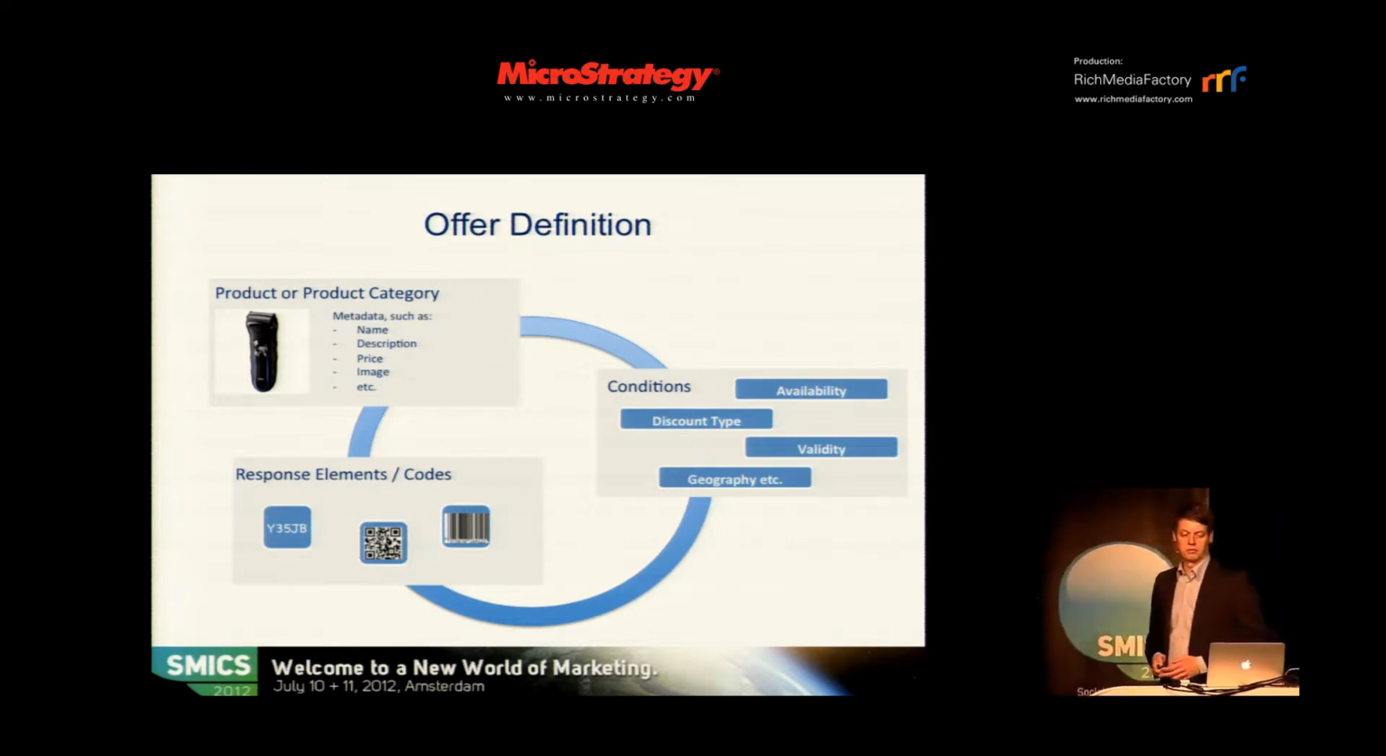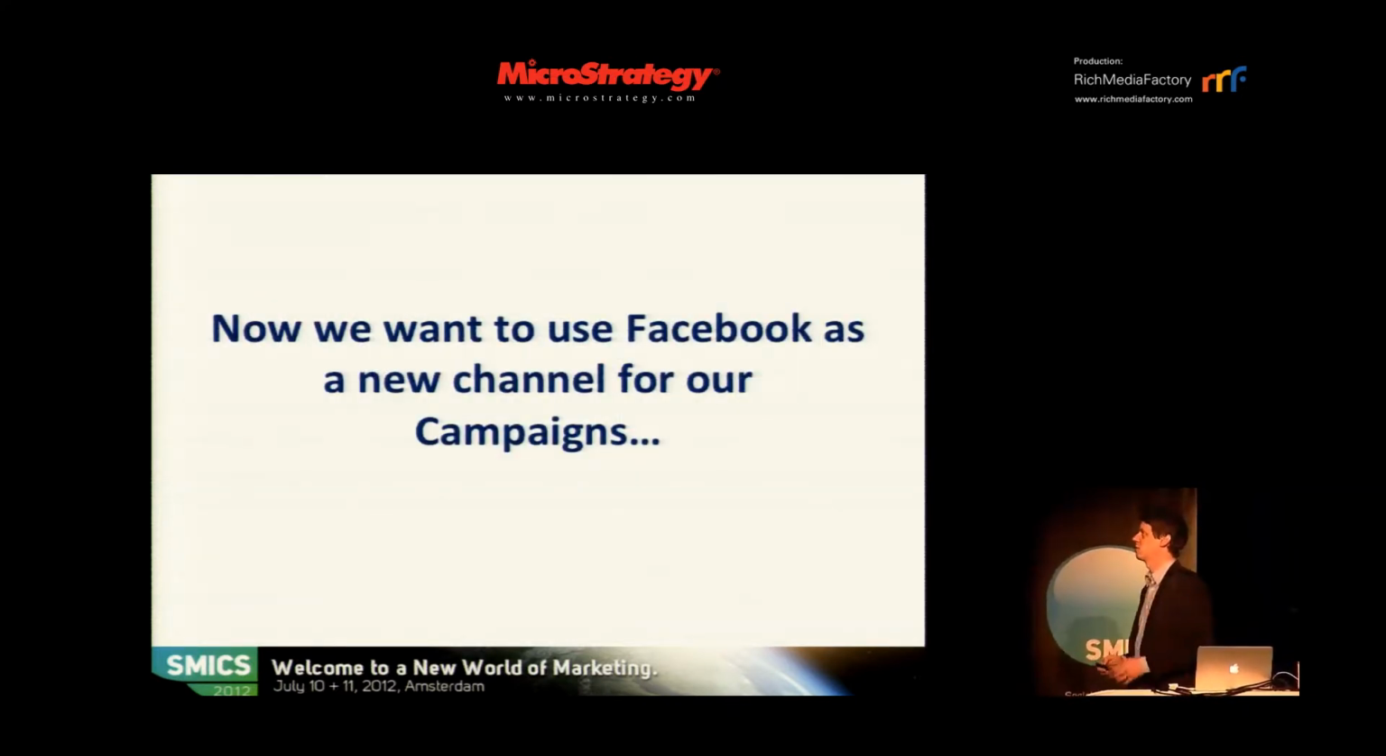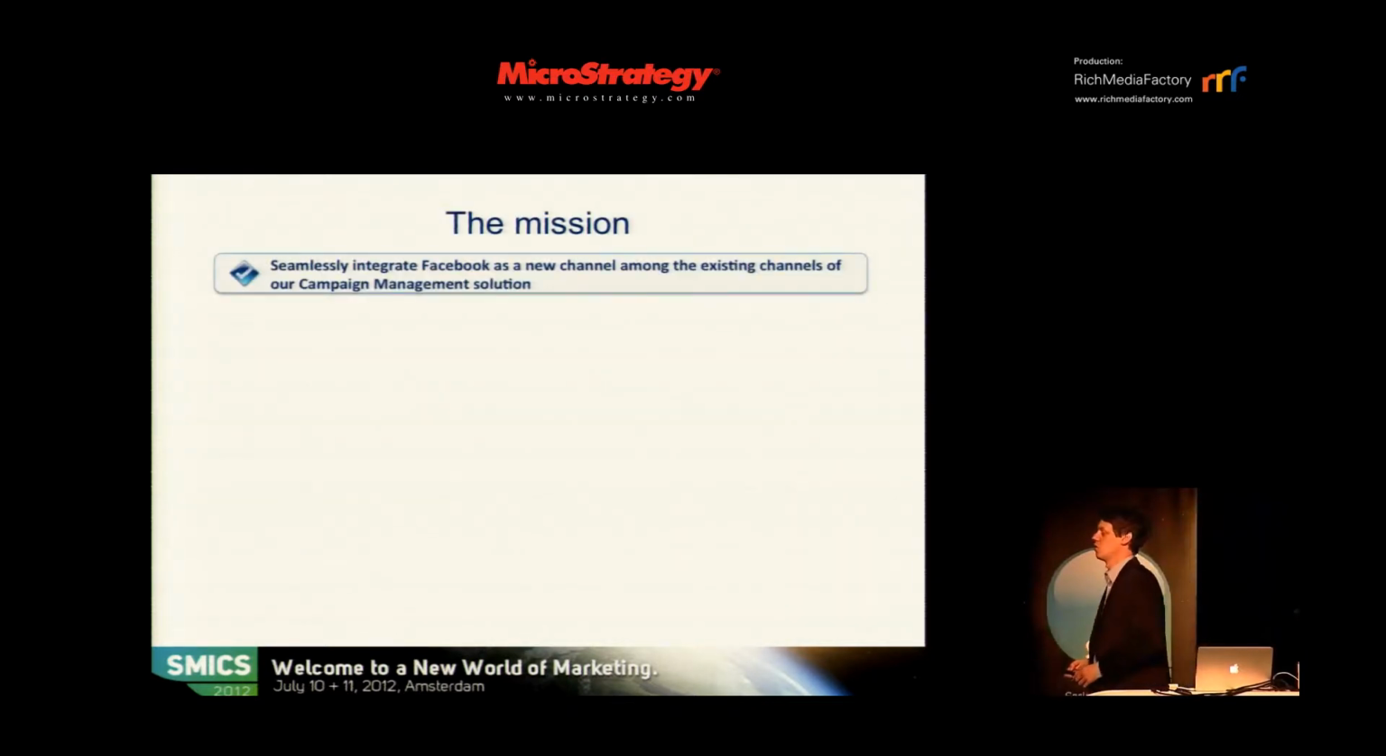So what do we want to do now? This is more the classical perspective from campaign management. We want to use Facebook as a new channel for our campaigns out of the one standard campaign management system. So what is our mission? We want to integrate seamlessly with Facebook as a new channel among all these existing channels. Let it be SMS, MMS, email, white mail, fax. I don't know if somebody still uses this, but we want to integrate with our existing channels.